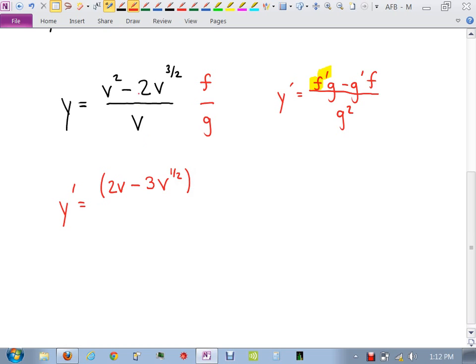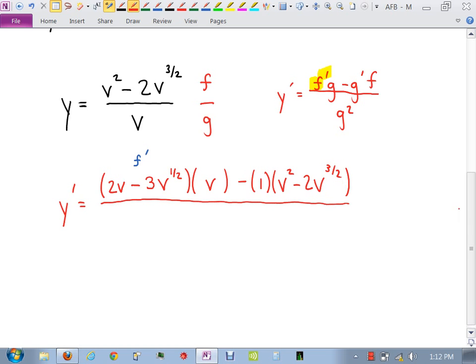Okay, that's just f prime, isn't it? That's f prime right there. What do I still need? My g, what's g? V, that's the bottom, minus the derivative of the bottom. What's the derivative of the bottom? 1 times the top, v squared minus 2v to the 3/2. Yes.